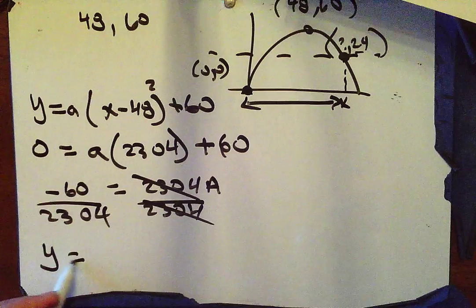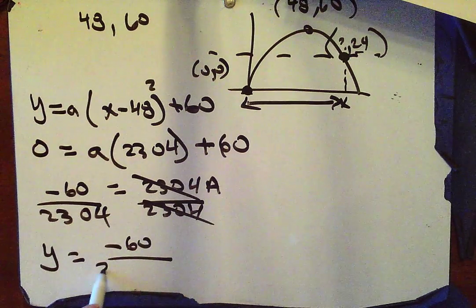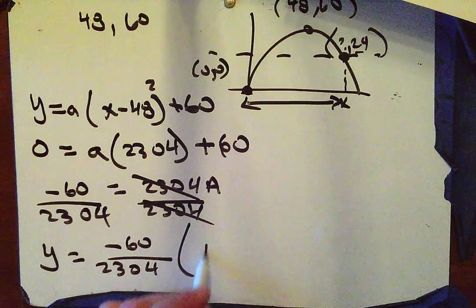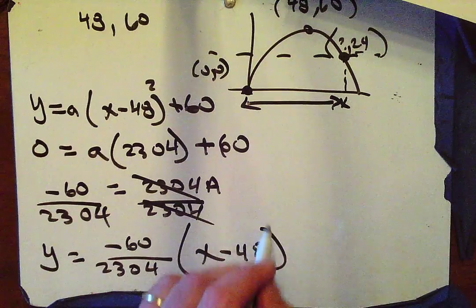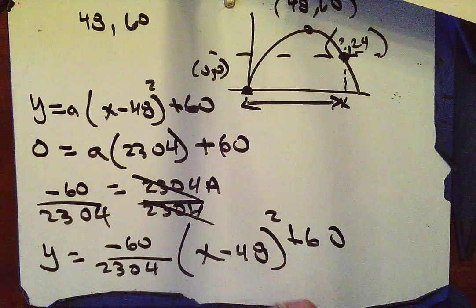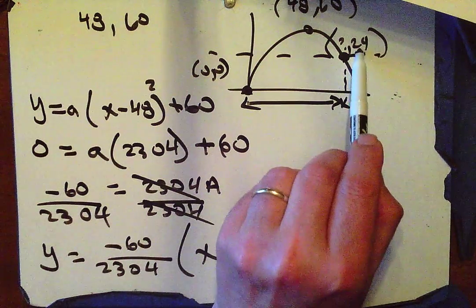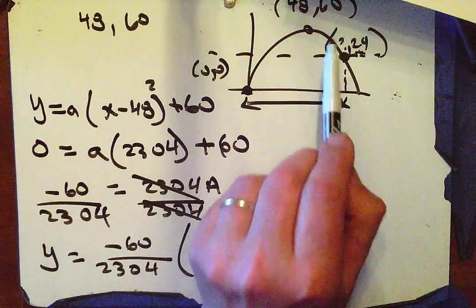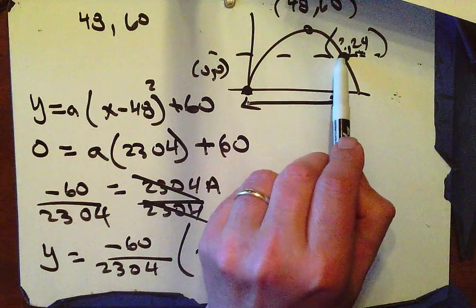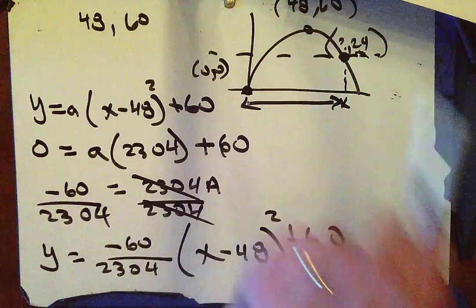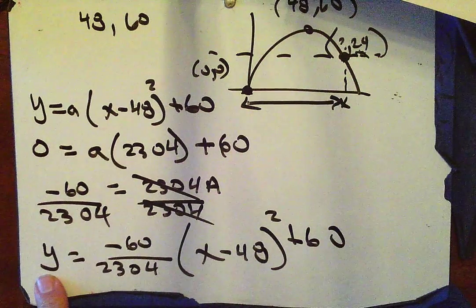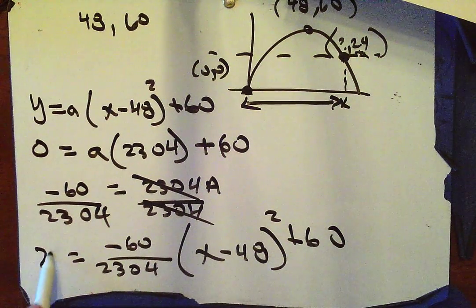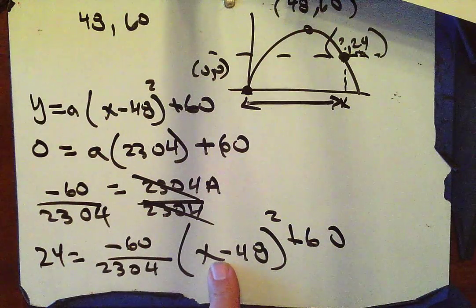So my equation: negative 60 over 2304, x minus 48 squared plus 60. Now, this 24, this is an output. It's not an input. I'm asked to find the input. The output is 24, so I'm going to plug in a 24 here and solve for x.